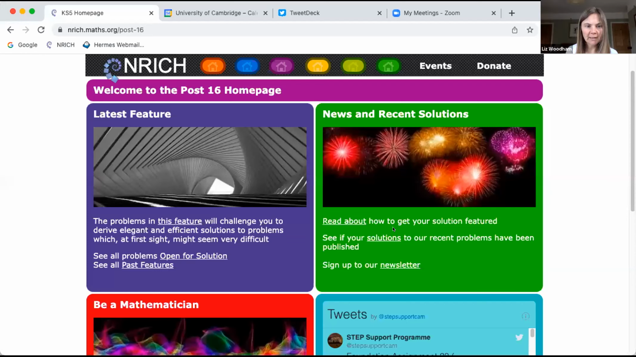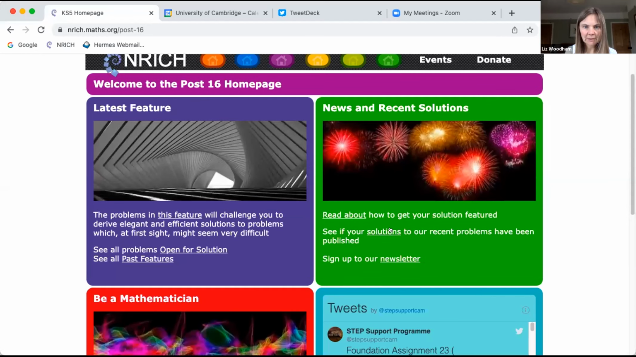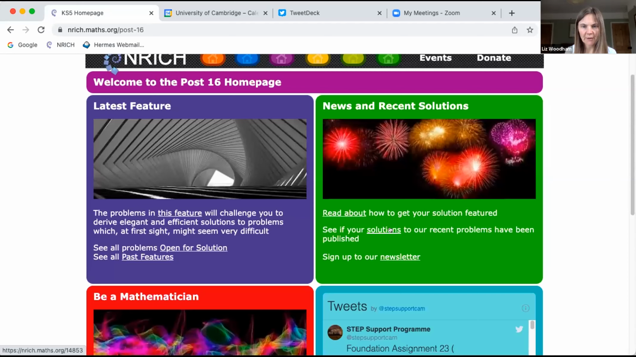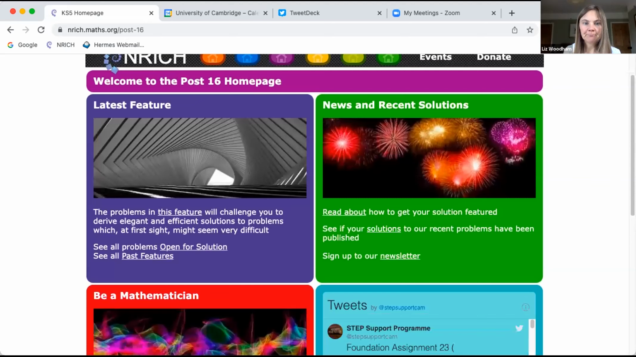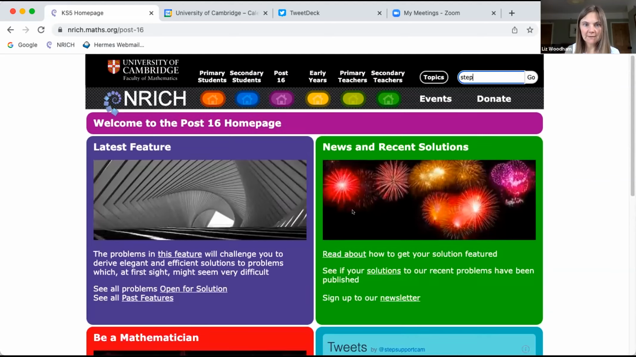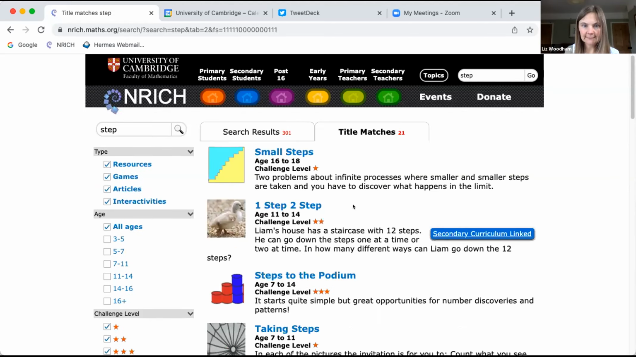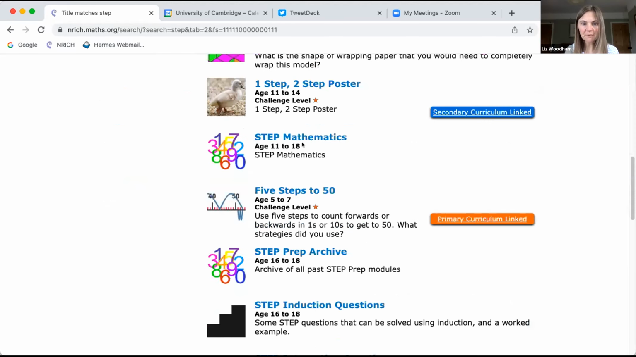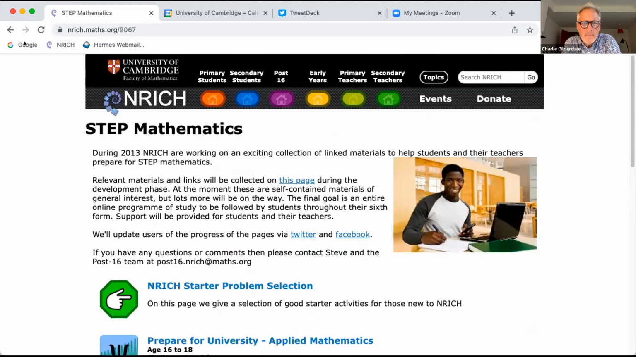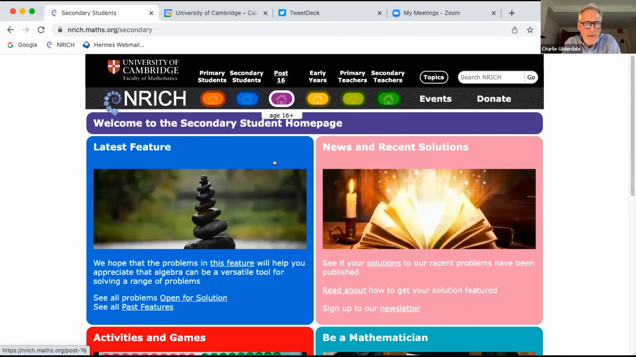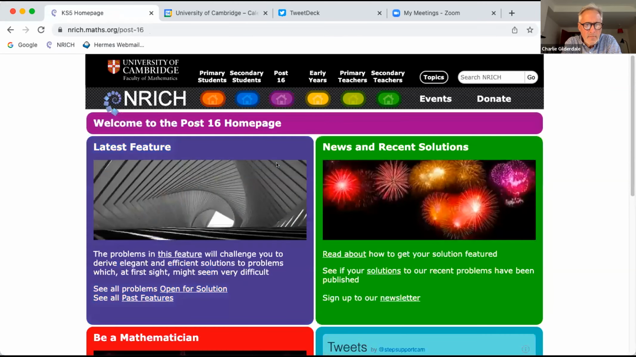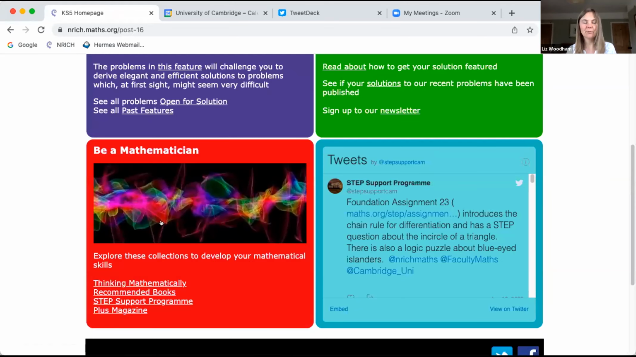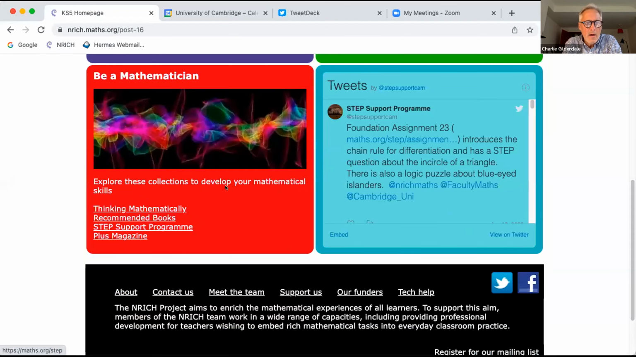And perhaps if we search for STEP, here we go, title matches, STEP advice, STEP mathematics. Oops. Wasn't it in this post 16 button? Let me have a look. Ooh, didn't mean to do that. I'm pressing the post 16. Yeah. And if you go down to be a mathematician, STEP support. Here we go. Yes, there's STEP. That's a much more efficient way of doing it.